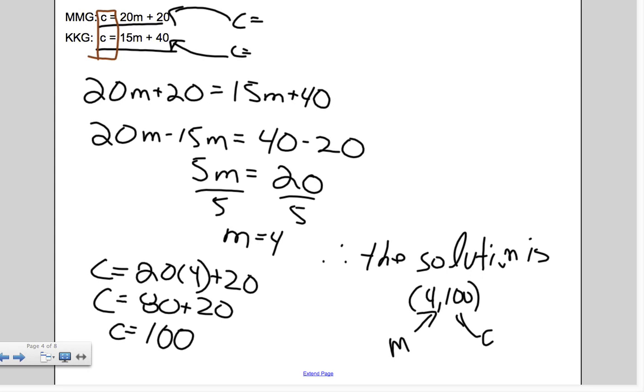So you could plug 4 into either one of the equations. So here I could plug 4 back into here. What's 4 times 50? 200 plus 40 gives me 240. And in fact, I teach my grade 10s that's how you check you actually got the right values. You go back and you plug into your equation. So we're done? Okay.